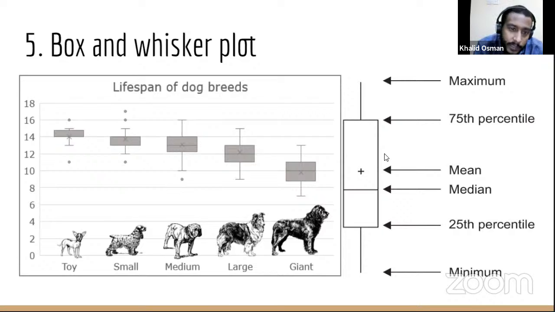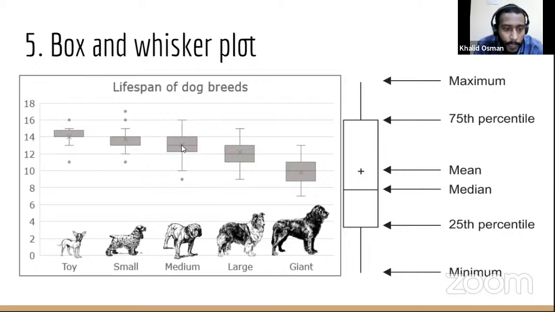So what this represents is the range of the results that we got, which is the lifespan of this dog breed. You can see that there's a dot here. Well, this dot represents an outlier. So we have a dog that died at 9 years old, which is an outlier. Most of them live between 10 to 16 years with a median of 13. So this box and whisker plot method is very good at identifying the outliers.